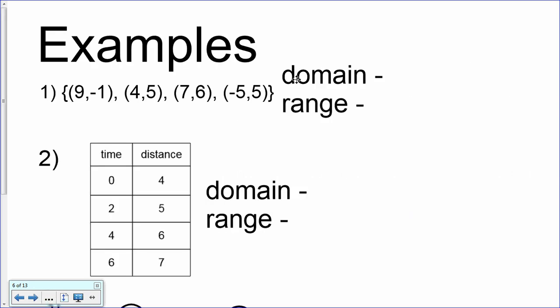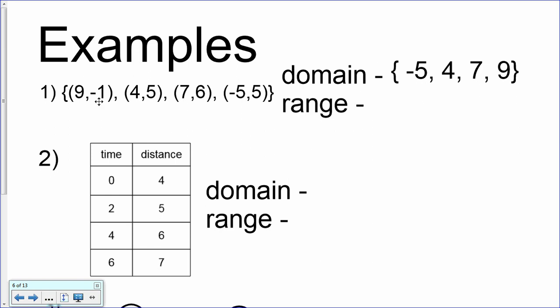Okay, so here's a couple of examples. You have 9, -1, 4, 5, 7, 6, and -5, 5. Well, the domain, you're looking at the x values. So we got a 9, a 4, a 7, and a -5. We put that in order from least to greatest. None of them are repeating, and we put them in braces. So this is what the domain looks like. -5, 4, 7, and 9.